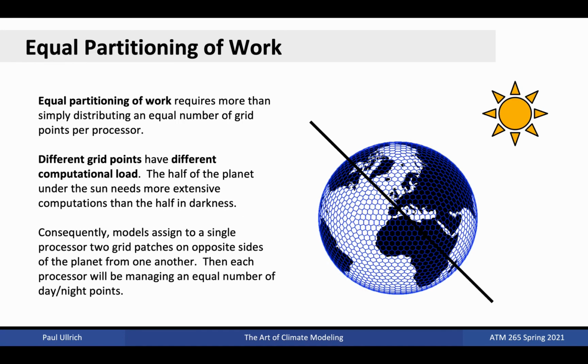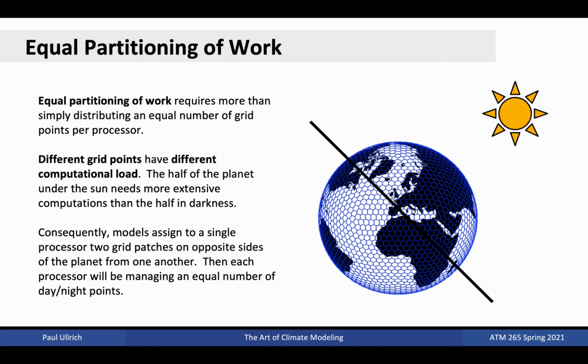On the topic of equal partitioning of work, there is simply more to it than distributing an equal number of grid points to each processor. Not every grid point requires the same computational load, and that imbalance can easily result in some processors waiting on others. Consider that at any given time, only half the planet is exposed to sunlight. When the sun is present, there is far more to compute. We need to model the impact of short wavelength radiation on the thermodynamics and chemistry of the environment. Thus, distributing equal patches of data to each processor can still produce unequal work.